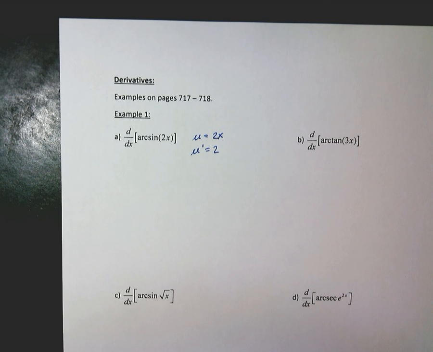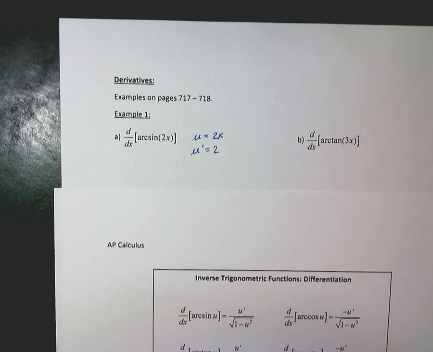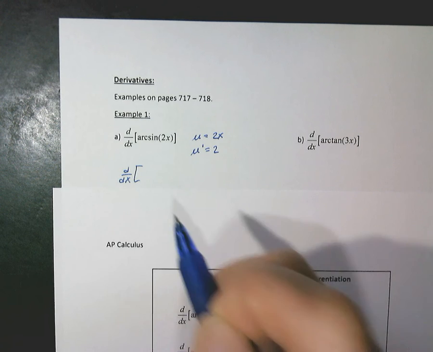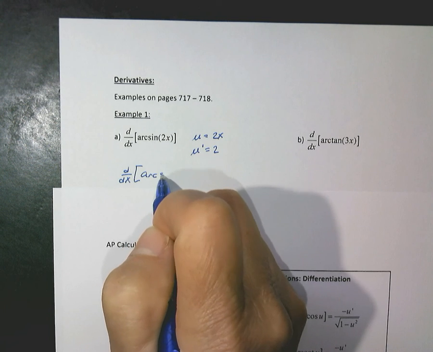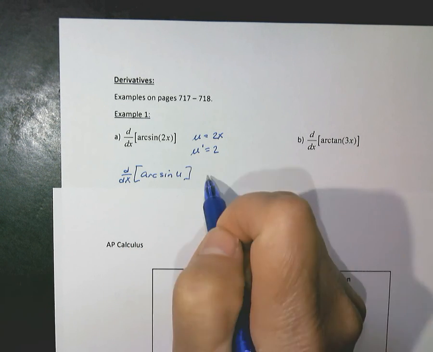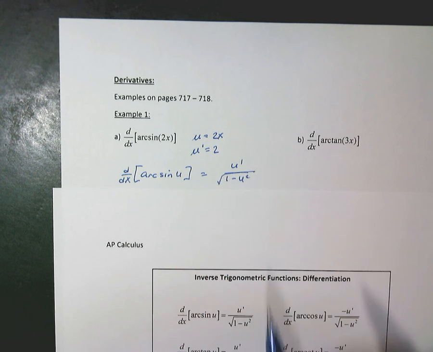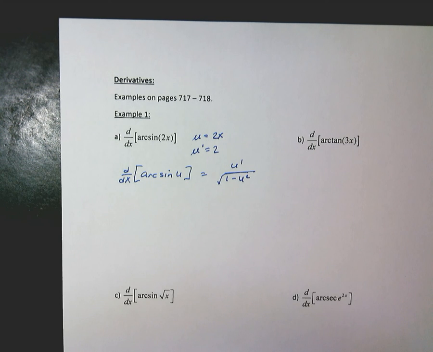And on the front, I'm going to write the formula here. On the front, I've got d/dx arcsine of u is equal to u prime over the square root of 1 minus u squared. So now that I've identified what u and u prime are, I'm filling everything into the formula. For AP Calculus, you do need to understand and memorize these formulas.